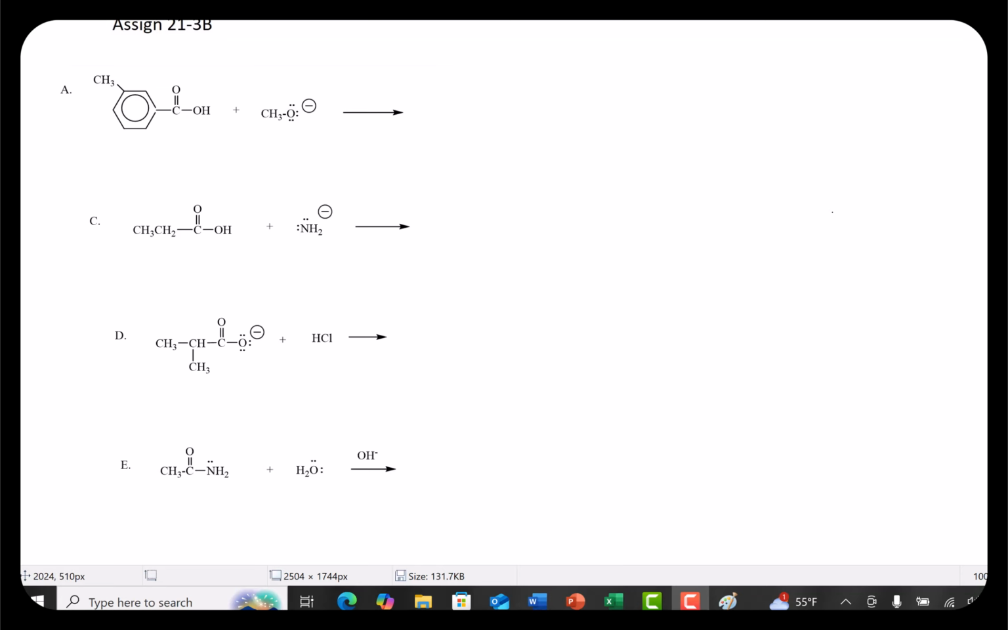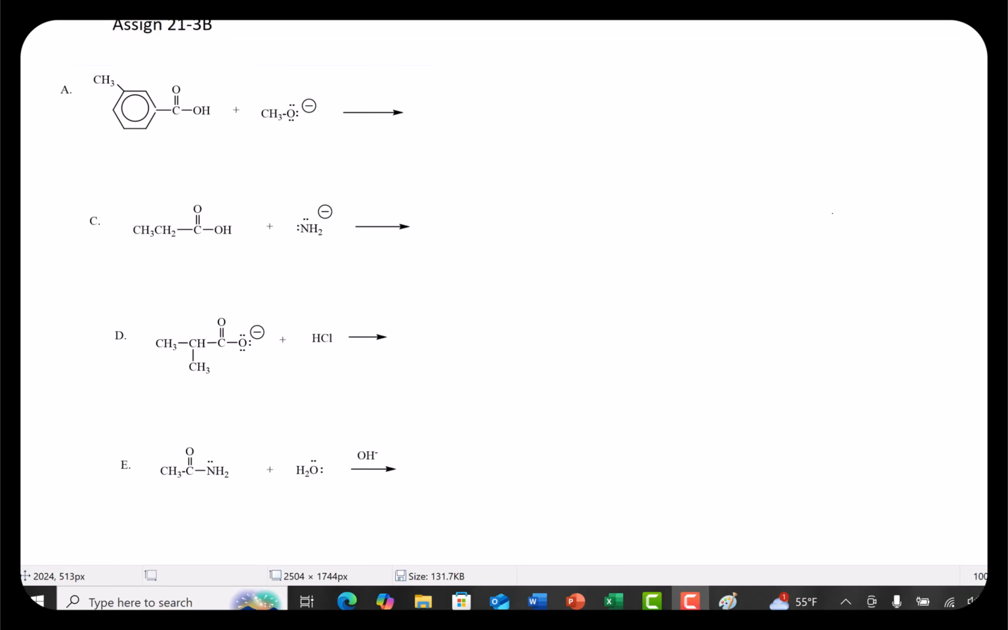Okay, this is assignment 21-3B, the second assignment number 3. So those two probably have related reactions. Let's take a look. We got a carboxylic acid, one reactant, and then a methoxide. Okay, now be careful with this one.